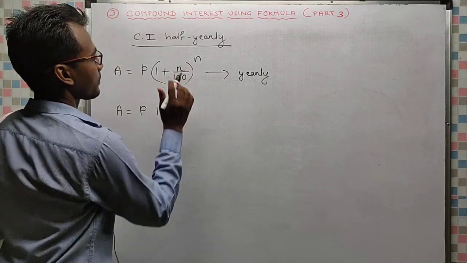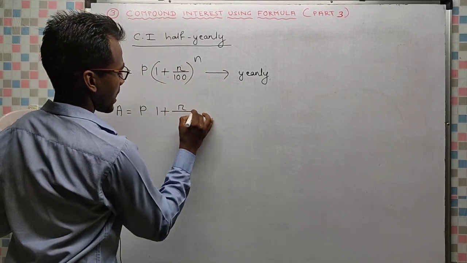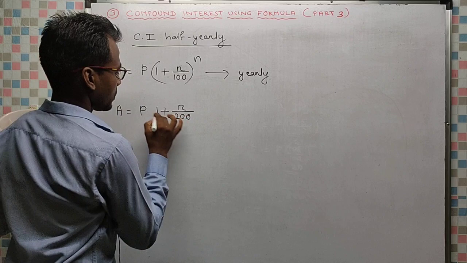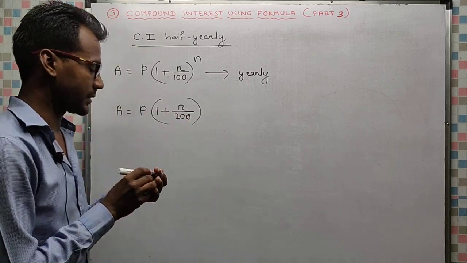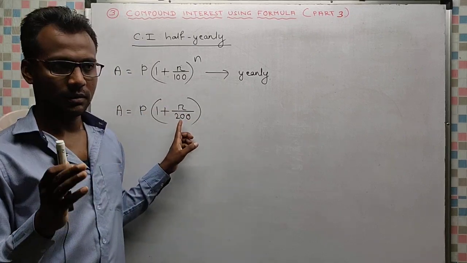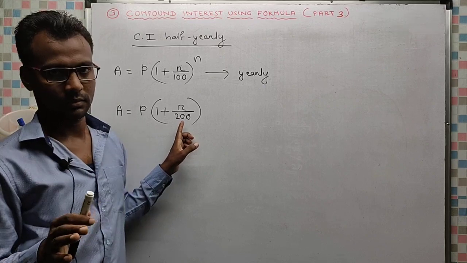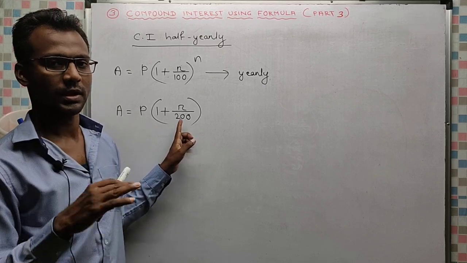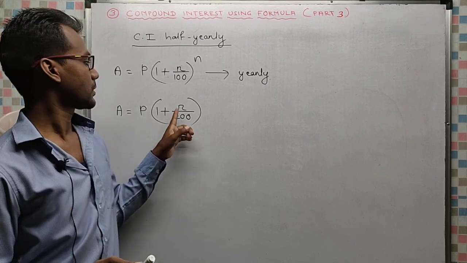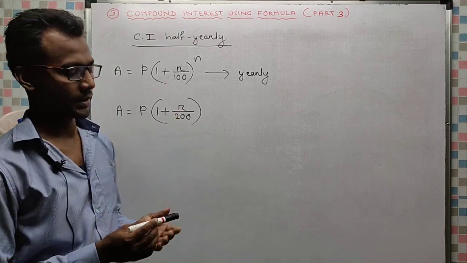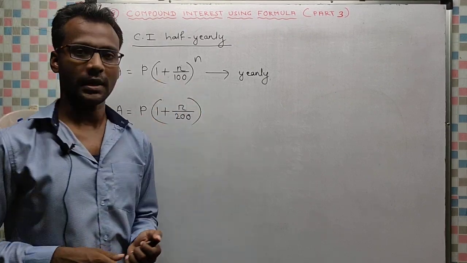So in place of R by 100, I will write R by 200, because the rate of interest is half. Yearly 12%, half yearly 6%, 12 by 2. So yearly R%, then half yearly R by 2%. Then what will be the time?